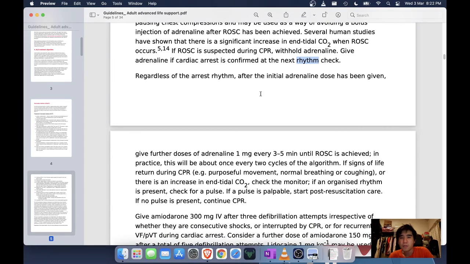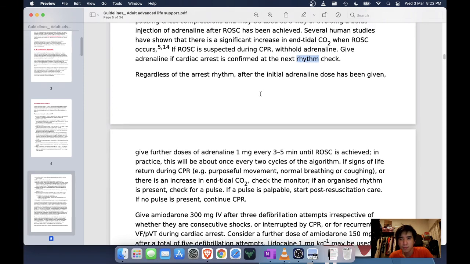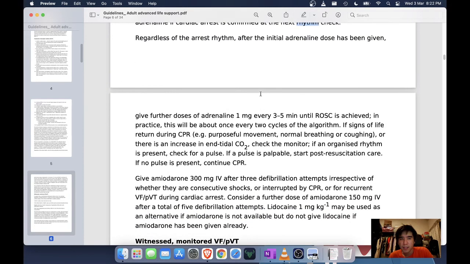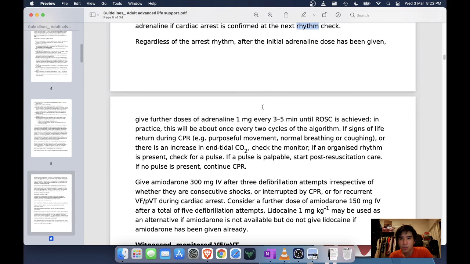Regardless of the arrest rhythm, after the initial adrenaline dose has been given, give further doses of adrenaline 1 mg every 3 to 5 minutes until return of spontaneous circulation is achieved. In practice, this will be about once every 2 cycles of the algorithm.